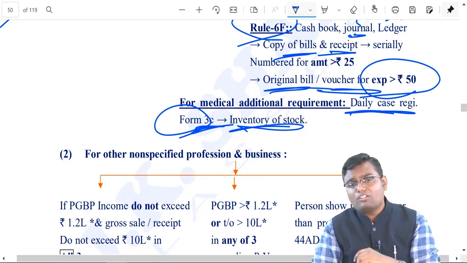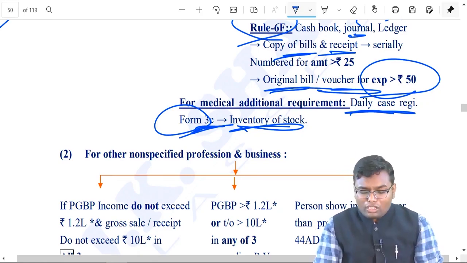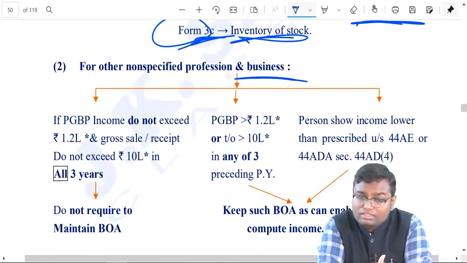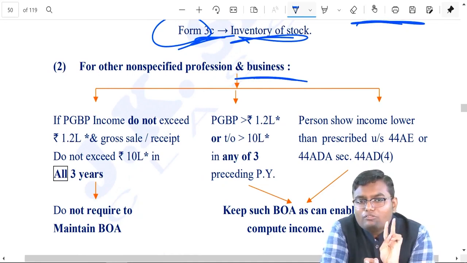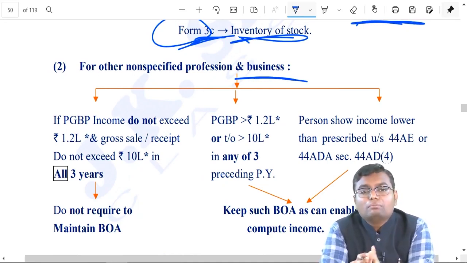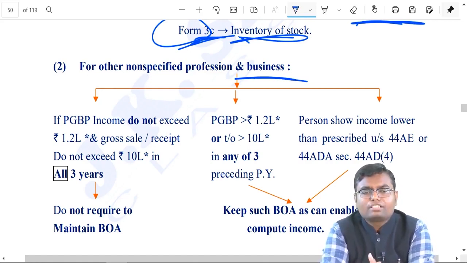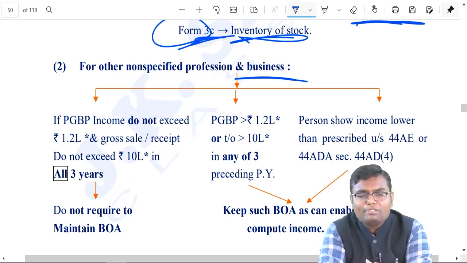So here books of accounts are to be maintained if you are a specified profession. What if you are a non-specified profession, you are a businessman? Then we have to check basically two things, not only one thing. Number one, we have to check PGBP income. Second, we have to check what is the gross total turnover or sales receipt. See, in specified profession, we were checking only gross receipt, not PGBP income. Here we have to check PGBP income also, gross receipt also.